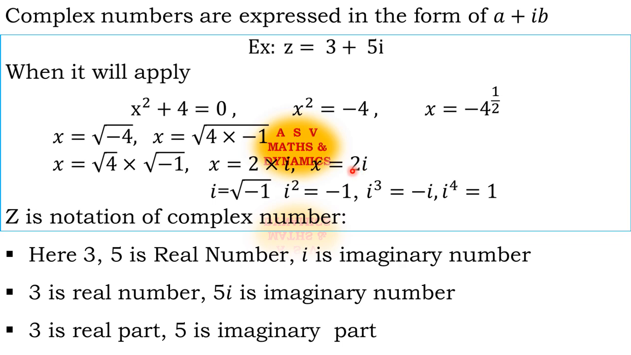But here you can ask the question: sir, you told me that x squared plus 4 gives two values. Yeah, exactly. Here it is plus or minus, because in the square root we will get the values plus 2I and minus 2I. You have to understand.